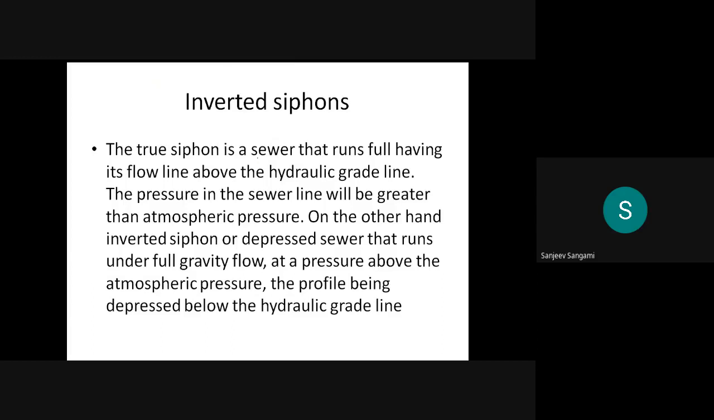So then inverted siphons. These inverted siphons are used where the gradient of the sewer line is very low at some portions, and at other portions the gradient is very high. Normally we discussed two very important aspects, which maybe you have studied in hydraulic machines or fluid mechanics, that is the hydraulic gradient line and the total energy line.